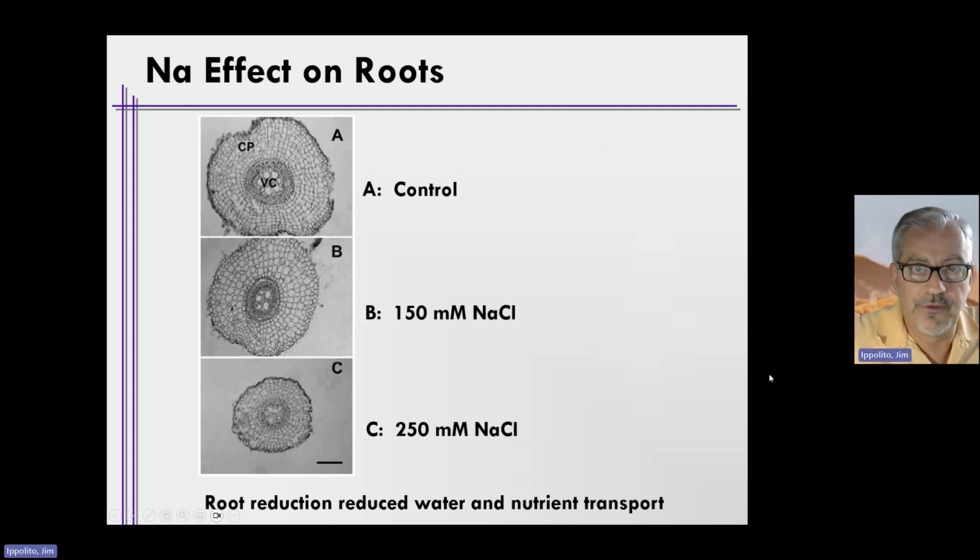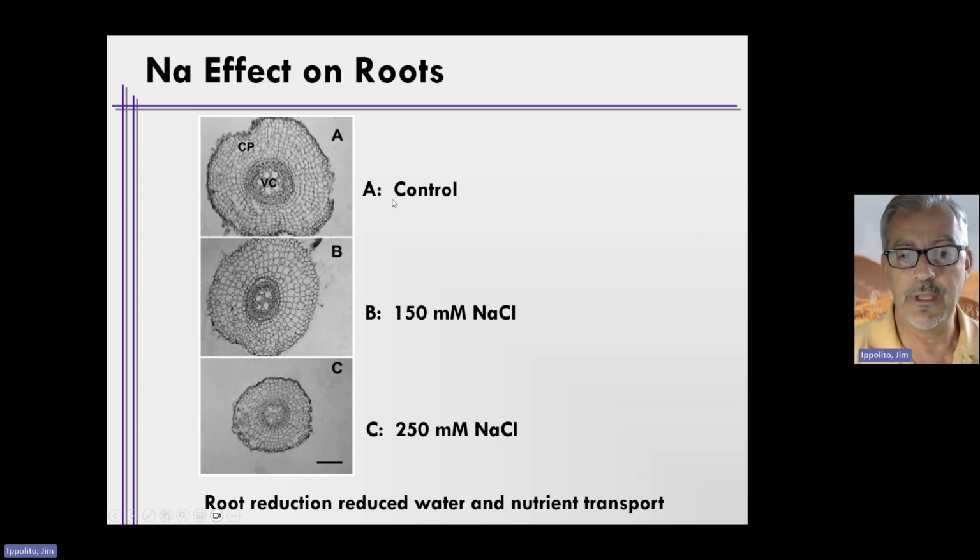The other issue with sodium in a soil is that when it becomes toxic, it not only kills the apical meristem, it also causes the shrinking of cells within the root itself, because water is not being attracted to the root, it's being attracted to the sodium or sodium chloride in the soil solution itself. And this is illustrated in these pictures.